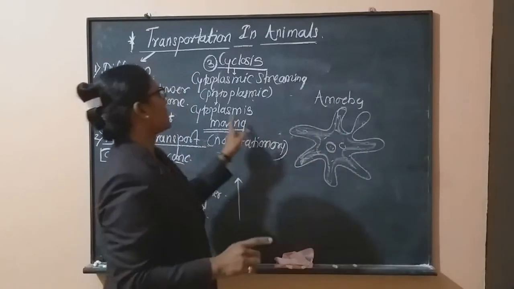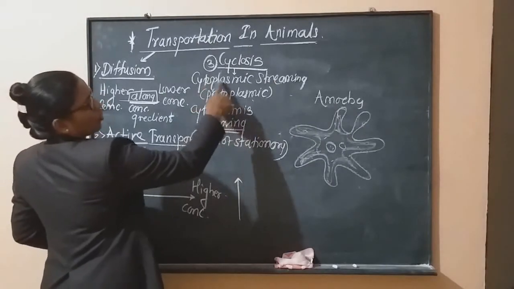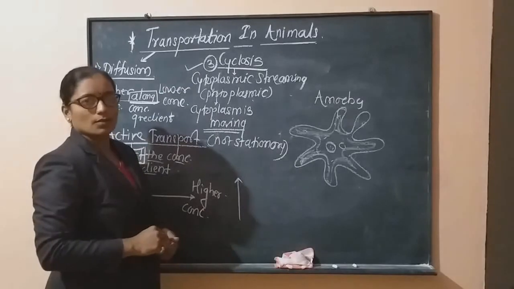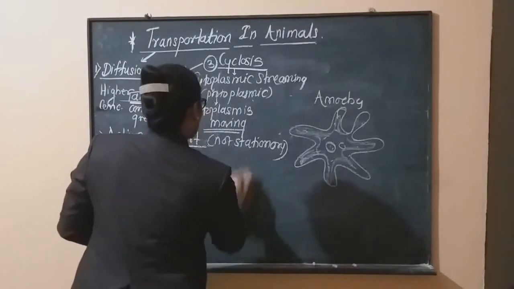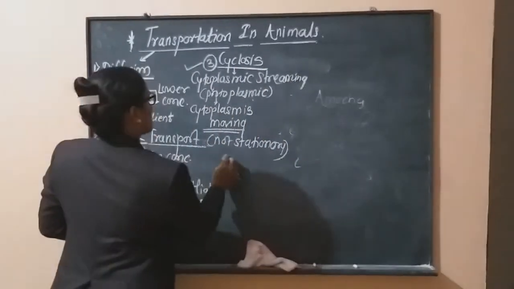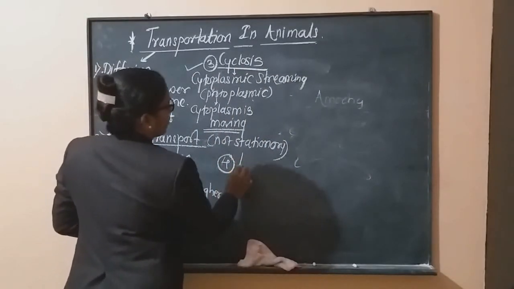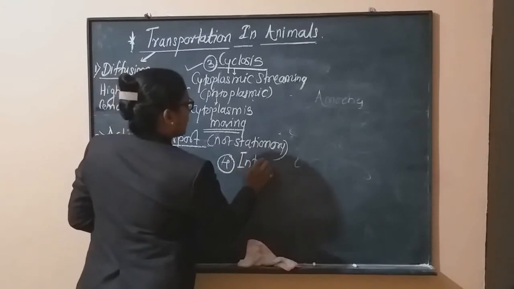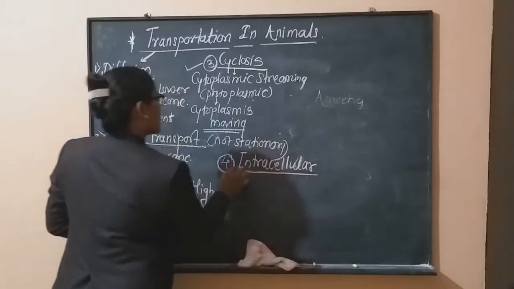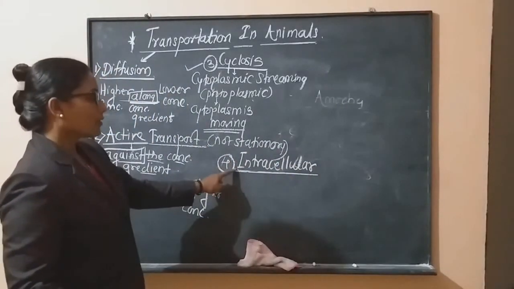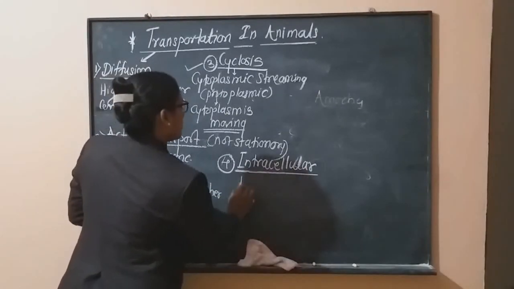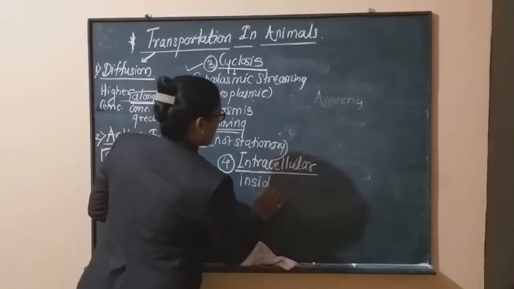Such type of cytoplasmic movement is called cytoplasmic streaming, or cyclosis. Now, the fourth method of transportation is called intracellular transport. The word itself indicates that intra means inside the cell.